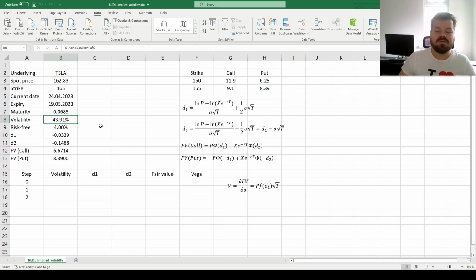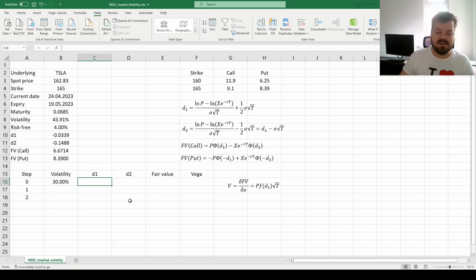However, what about the old school Newton-Raphson algorithm? Let's say that we want to estimate our implied volatility based on the 165 strike put, and we start with the same initial guess, volatility of 30%. What we need to do then is to see how much the fair value of the put or call, depending on what you use, deviates from the market price. Then we need to figure out how sensitive the fair value of the option is to changes in volatility, and use the Newton-Raphson procedure to converge to the true level of implied volatility using a set of iterations.